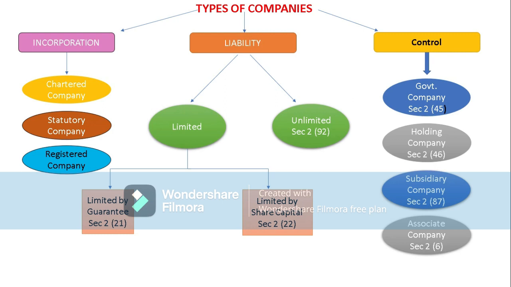Finally we can say that a government company means a company in which 51% of shares are held by the central or state government, or partially by central, partially by state and other governments.